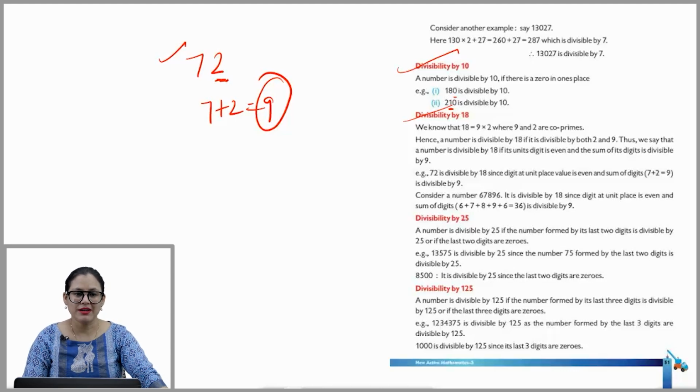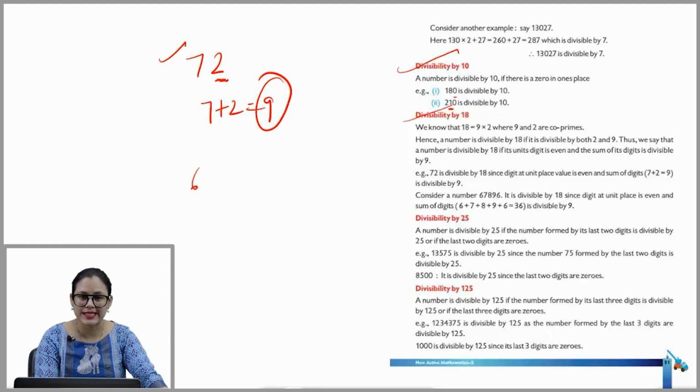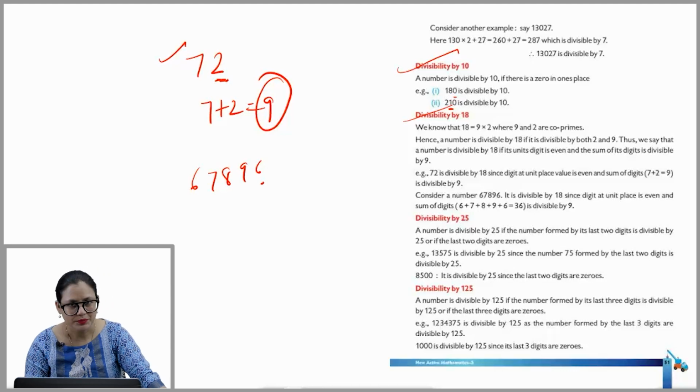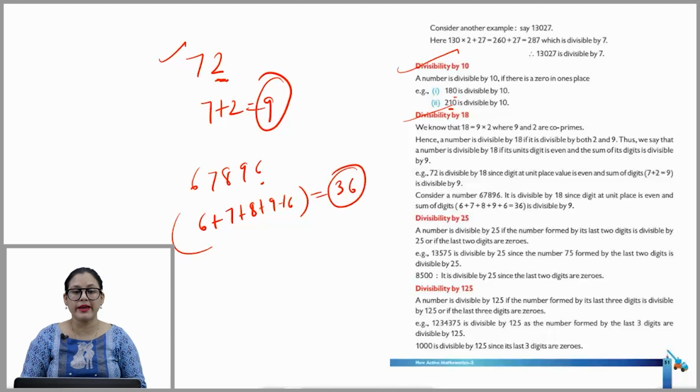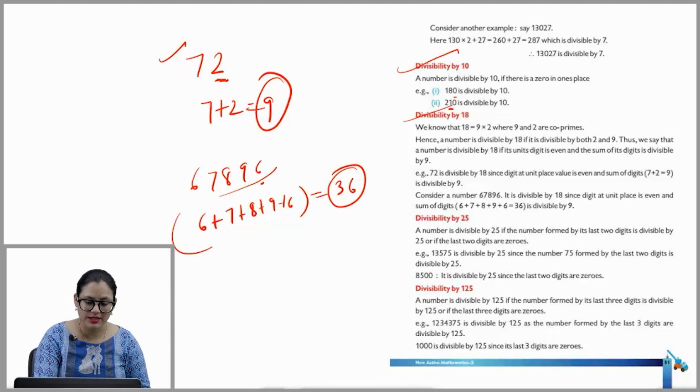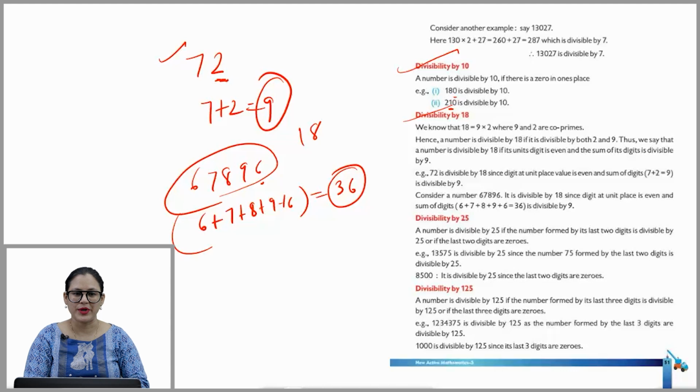Okay, consider a number 67896. This is an even number, so it is divisible by 2. Now let's do the sum of the digits. 6 plus 7 plus 8 plus 9 plus 6. After adding all these numbers we get 36, and 36 is divisible by 9. That means this number is divisible by 18, right?